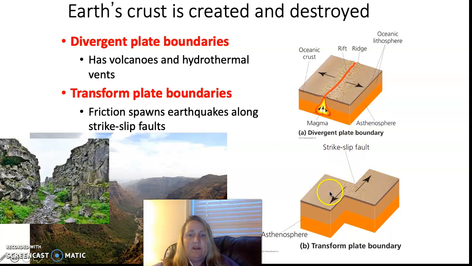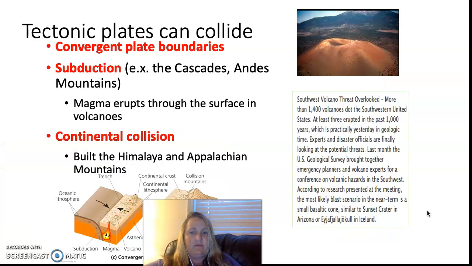Then we also have something called a strike-slip fault. This is a transform plate boundary where we have two plates sliding past each other. This is what we commonly think of as where the San Andreas Fault is in California, where two plates are sliding past each other. It causes a lot of earthquakes, but no volcanic activity. The third type of tectonic plate boundary is a convergent plate boundary.